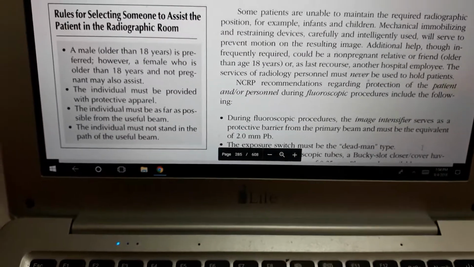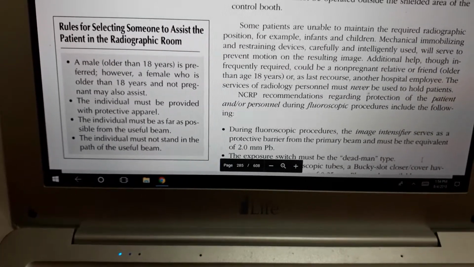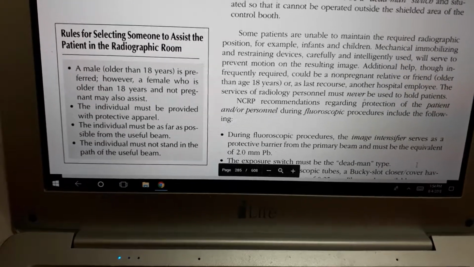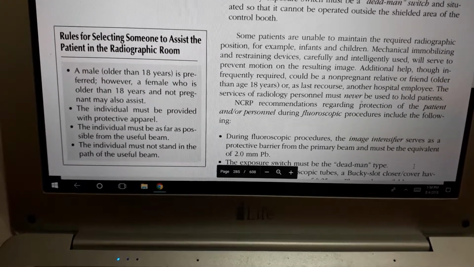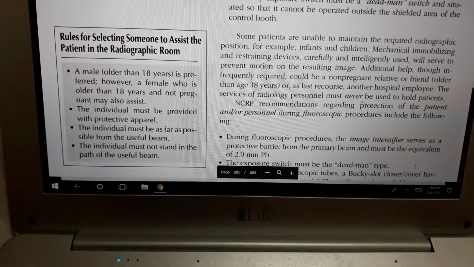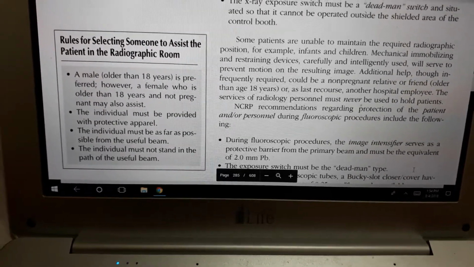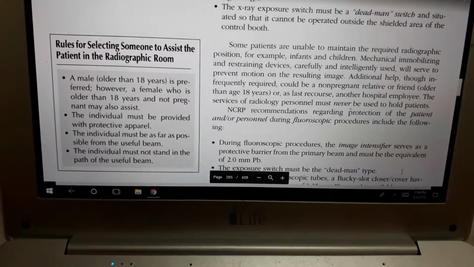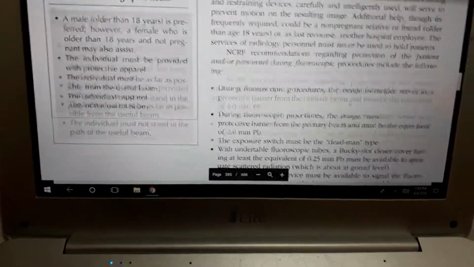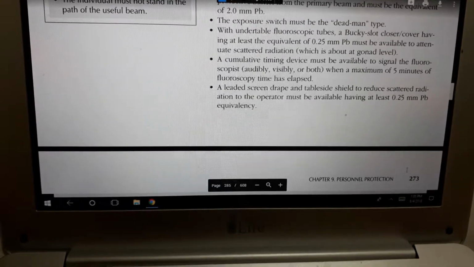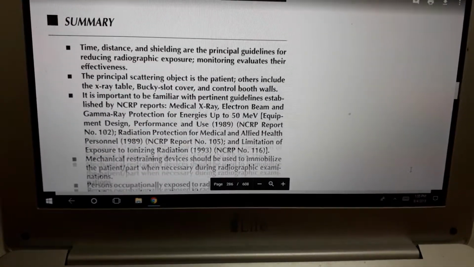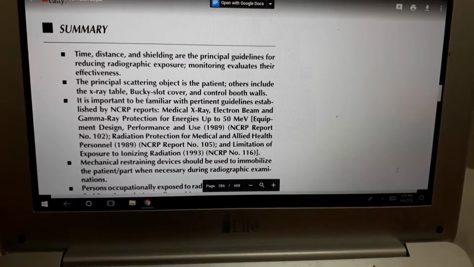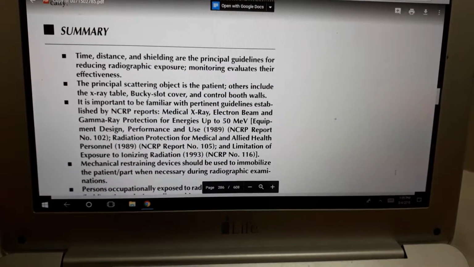The individual must be provided with personal protective apparel. The individual must be as far as possible from the useful beam. The individual must not stand in the path of the useful beam. Summary: time, distance, and shielding are the principal guidelines for reducing radiographic exposure.